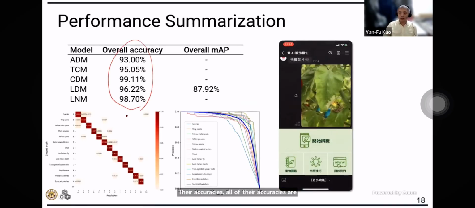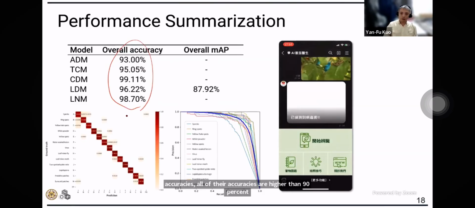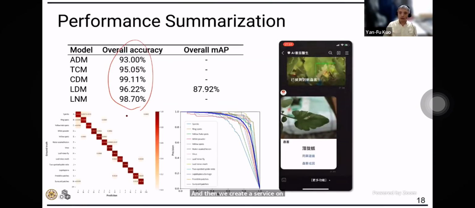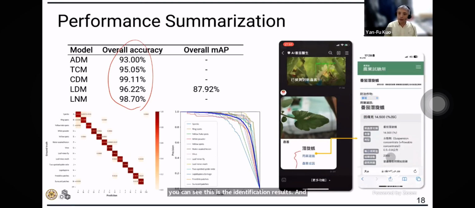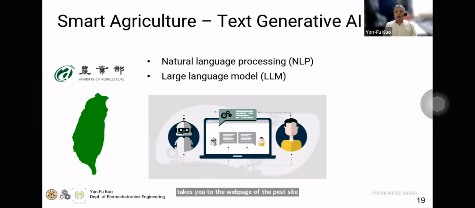And then we create a service on our server, and so we stream the results to the LINE app that I just mentioned. So here you can see this is the identification result. And here are some hyperlinks. Once you click them, it takes you to the web page of the pesticide. So that's what has happened in the past 5 years.